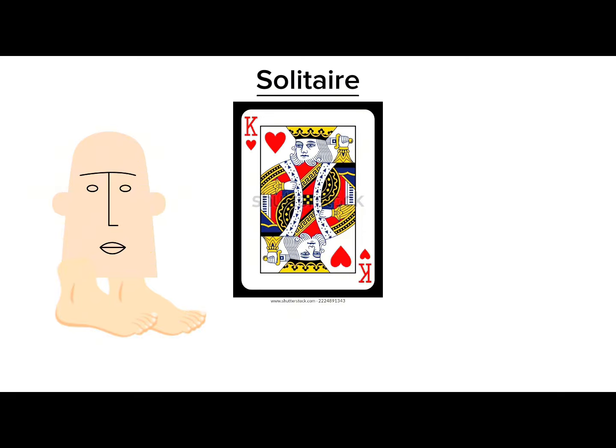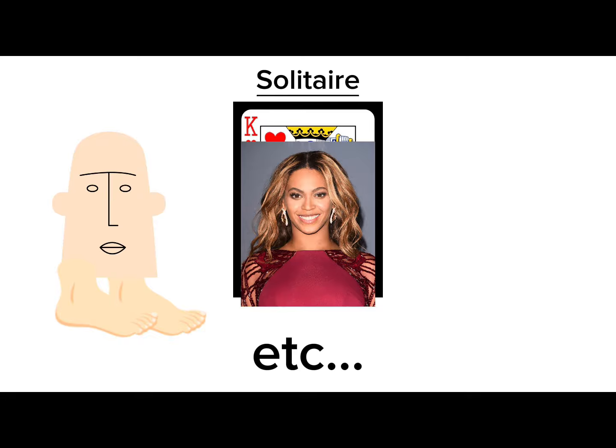So basically, Solitaire is a game that is played by one person, and you try and create many rows of alternating colors of cards that decrease in value. So it goes like red king, black queen, and then it just keeps going down.